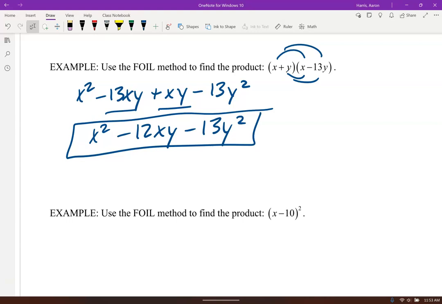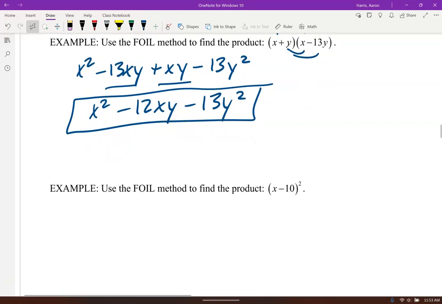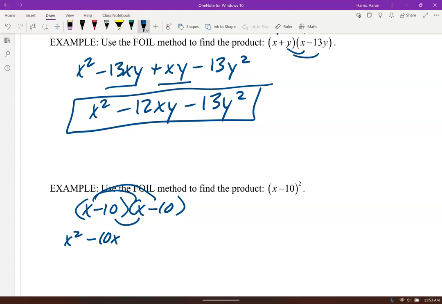I guess I do have one more before I have you guys try a few. X minus 10 quantity squared. That means there's two of these x minus 10s. All right. X times x, x squared. X times -10, -10x. -10 times x, -10x. -10 times -10, plus 100. Combine like terms.